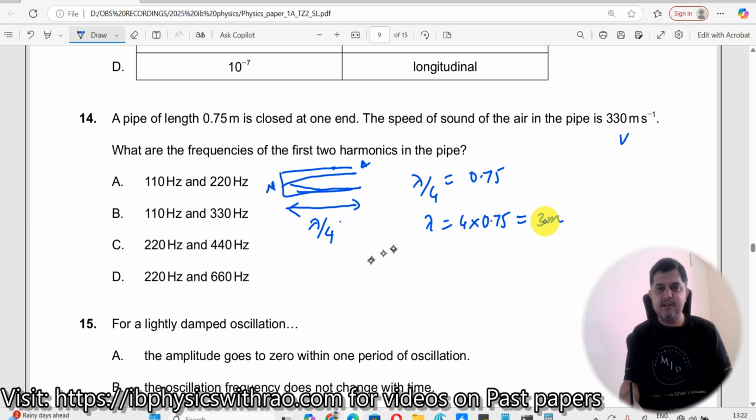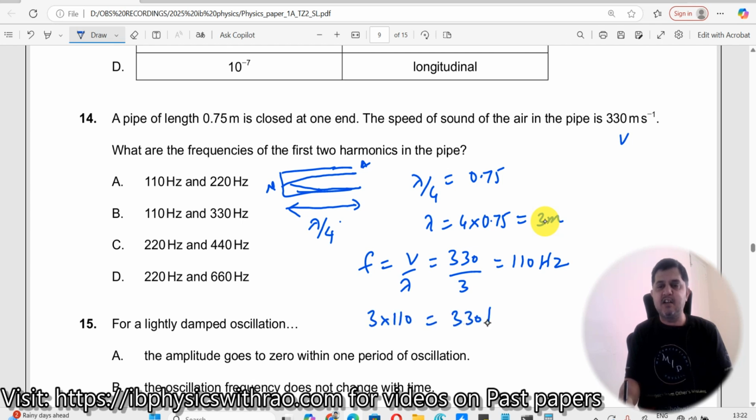And what is the frequency? Frequency equals V by lambda, which is 330 divided by 3, which should be 110 hertz. Since this is a closed pipe, only odd harmonics are allowed. Which means the first harmonic is 110. The second frequency that is allowed is nothing but 3 times 110, which should be 330 hertz. So look for 110, 330. B is the right answer.